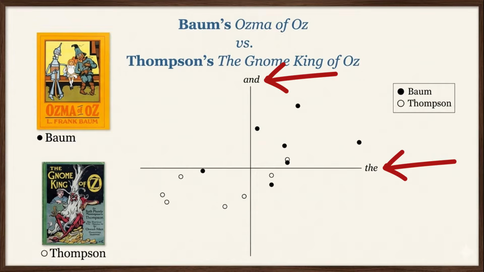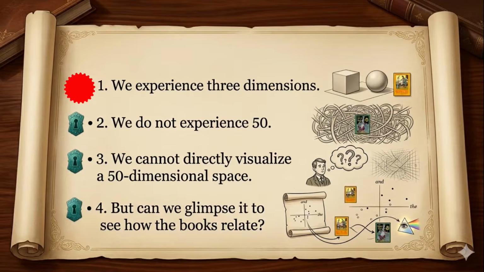So instead, we use the 50 most common function words. That gives us enough information to capture writing style more reliably. Each text block is then represented in a 50-dimensional space. We experience 3 dimensions. We don't experience 50, so we can't directly visualize a 50-dimensional space. But the question is, can we still get a glimpse of it, just enough to see how these books relate to each other?